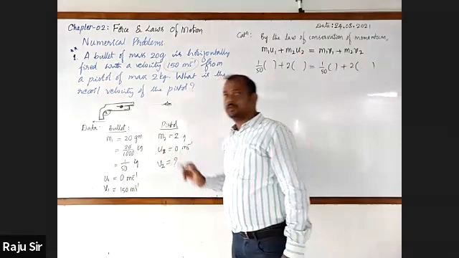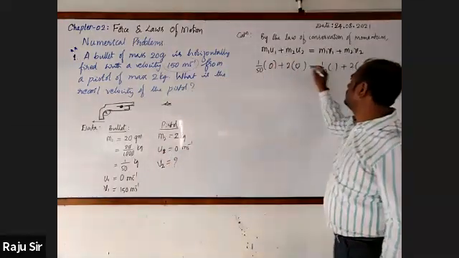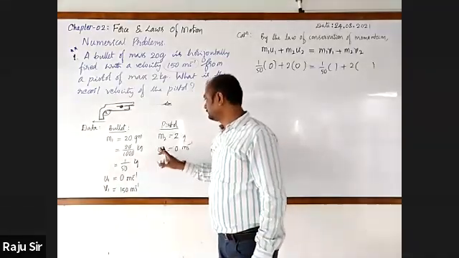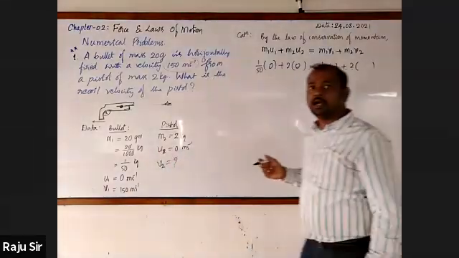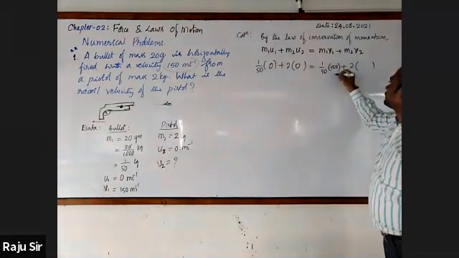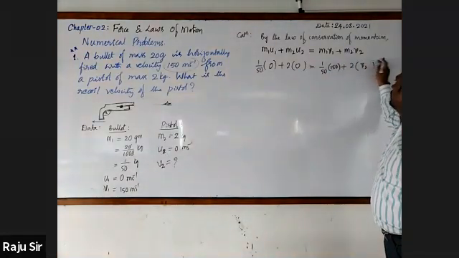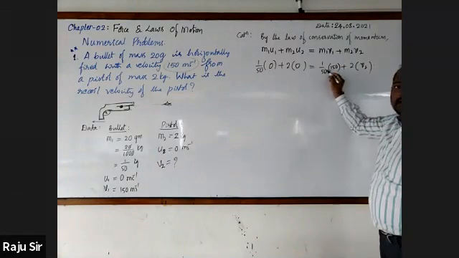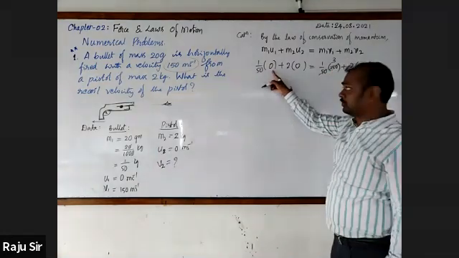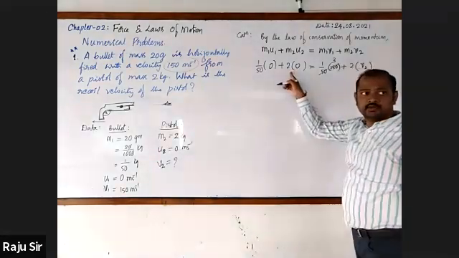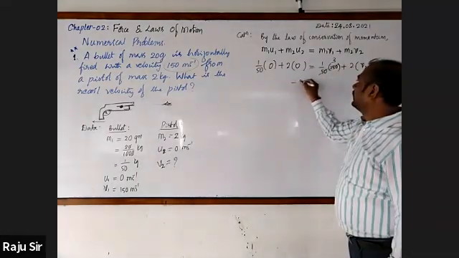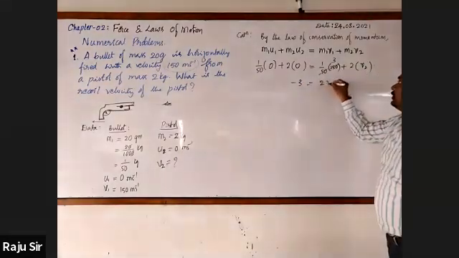U1, U2 are 0, 0. Then V1, V2. V1 is 150, and this is V2 as it is, unknown. Here, observe, the first terms are 0 plus 0, 0. Then minus 3. It's equal to 2V2.